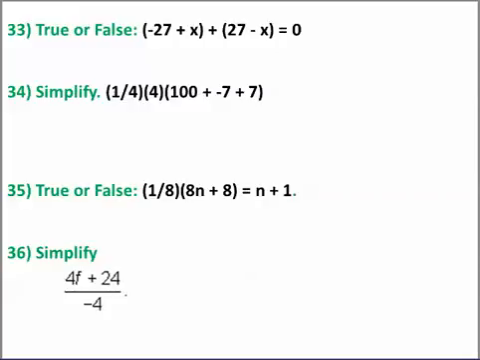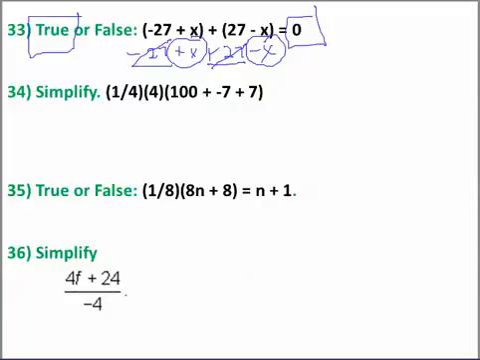True or false? Is this mess equal to 0? Well, I'm going to separate it out for a second. Negative 27 plus x plus 27 minus x. Well, I see a positive 27 and a negative 27, and it's all addition, so those must go away. Then I see a positive x and a negative x. Those are gone too. I agree. I think this is true. That's equal to 0.